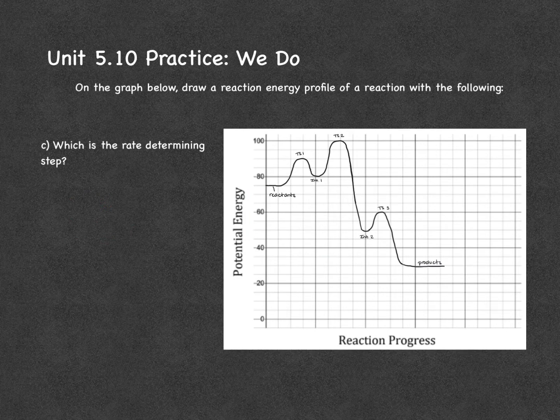Finally, part C asks us, which is the rate determining step? And often the easiest way to do this is look at the graph and determine which step has the highest activation energy. So when you're doing this, make sure you're going from trough to crest.